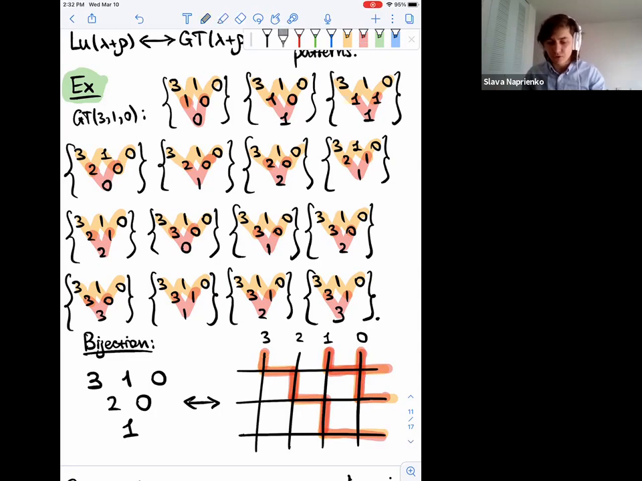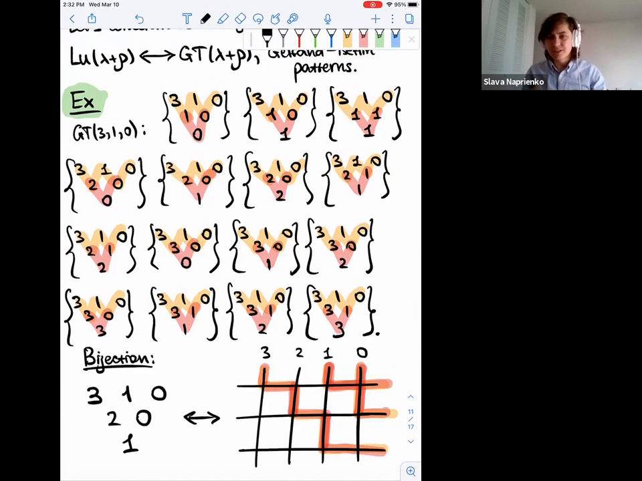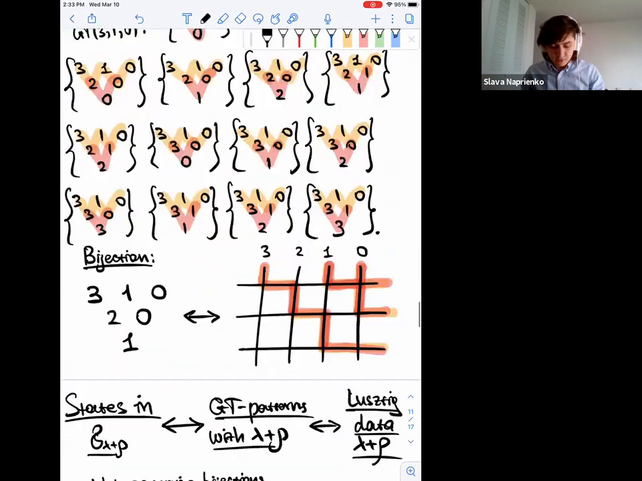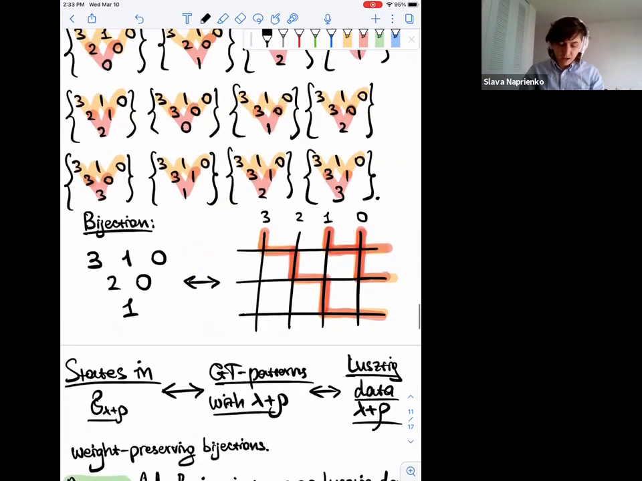So the state is uniquely determined by the pattern, Gelfand-Tsetlin patterns, and there is a bijection between them. I didn't explain what Lusztig data is, but whenever you hear Lusztig data, you can replace it by Gelfand-Tsetlin patterns, and you'll be fine because there is a bijection between them. So the states in our model are in bijection with Gelfand-Tsetlin patterns, which are in bijection with Lusztig data, and Lusztig data parameterizes these geometric pieces into which we decomposed our Whittaker function. If we read this from the right side, this is the direction that I'm interested in.